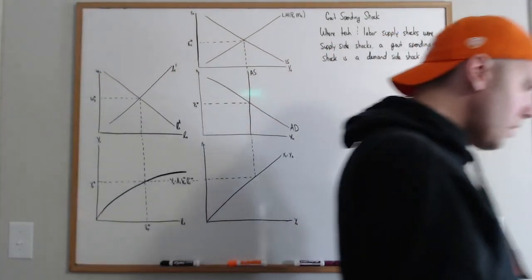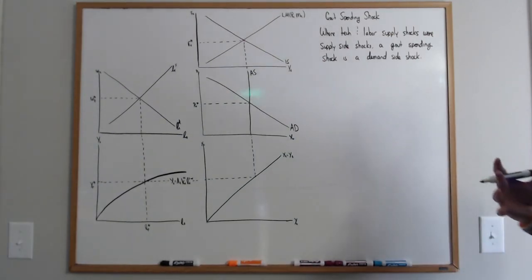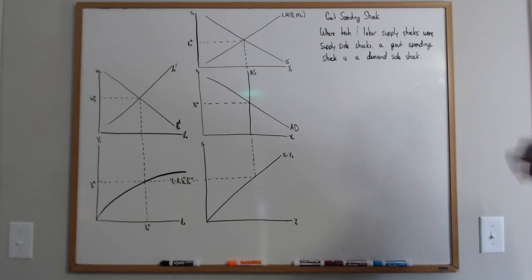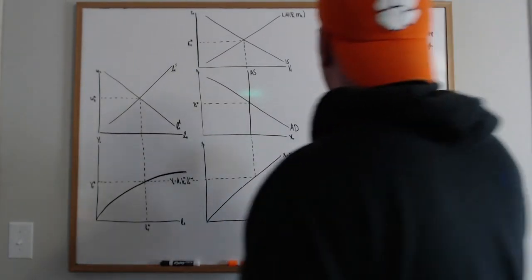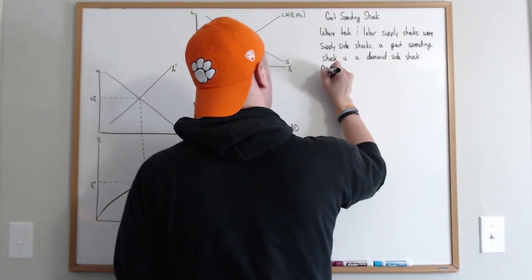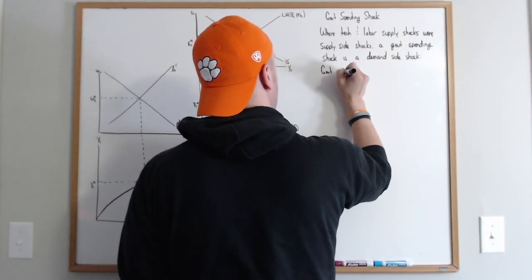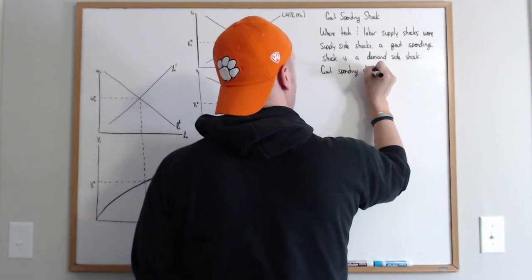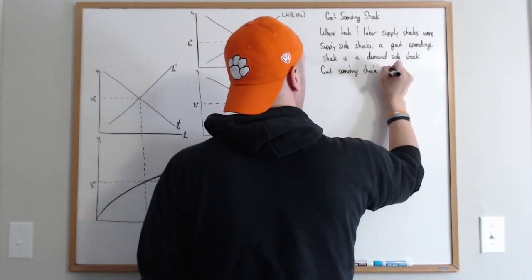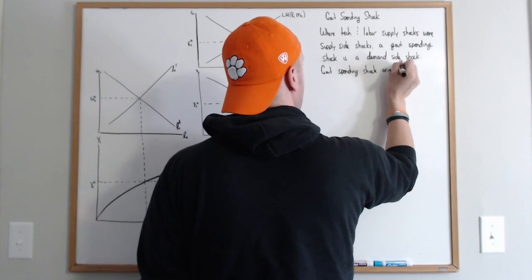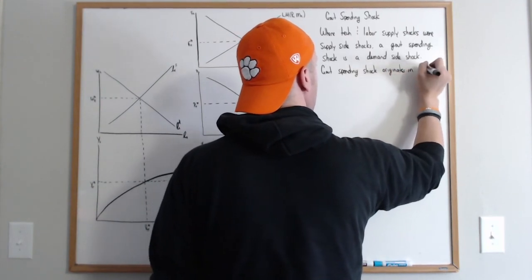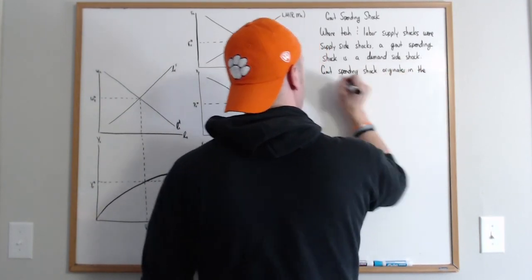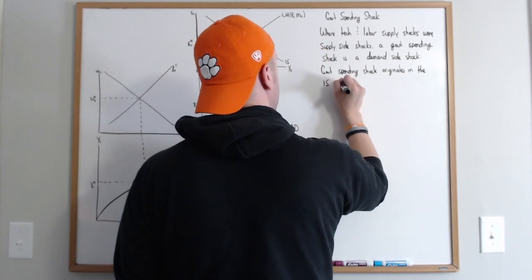So when we do this, we need to ask ourselves first, where is it going to originate? What function, what curve, is a government spending shock going to originate in? Well, a government spending shock originates within the IS curve.